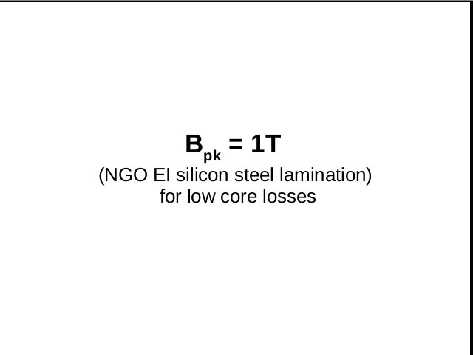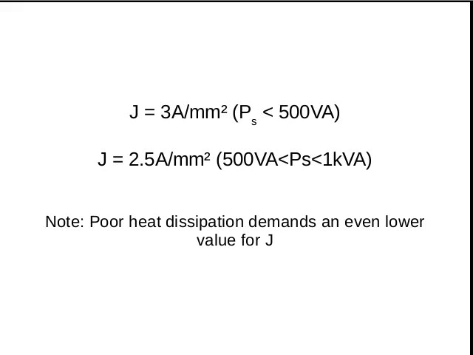A starting point for current density is 3 amps per square millimeter for less than 500 VA and 2.5 for between 500 VA and 1 kVA transformers. The current density is a measure of how many amps you will let the wires carry per unit area. Lower current densities mean thicker wire, which dissipates less power and keeps the transformer cooler at the expense of size and weight. That is why you must reduce the current density if your transformer is going to be encased somewhere with poor heat dissipation.